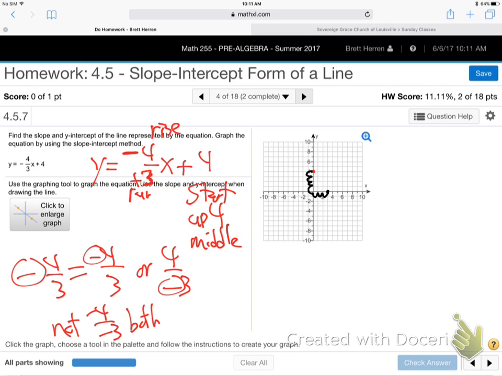So there's our 2 points, and you know what you do from here. Just connect the dots. And we got it.